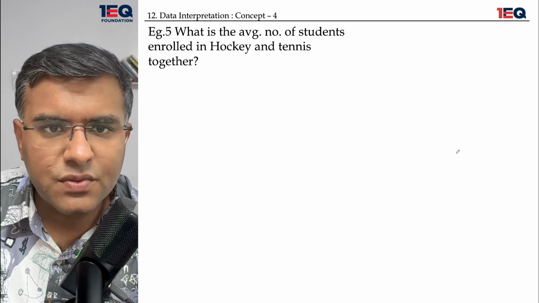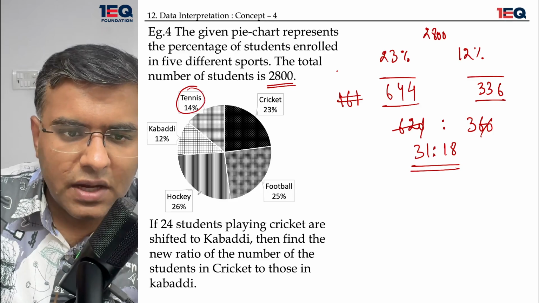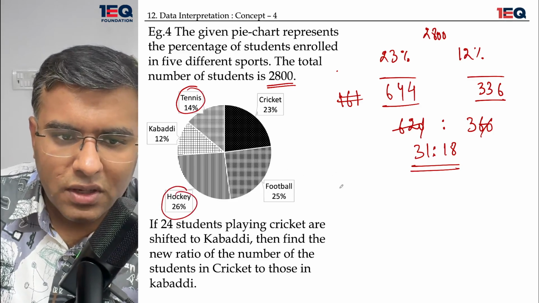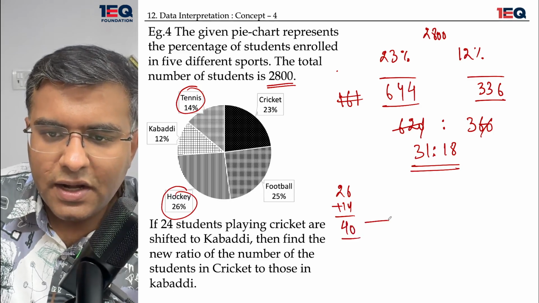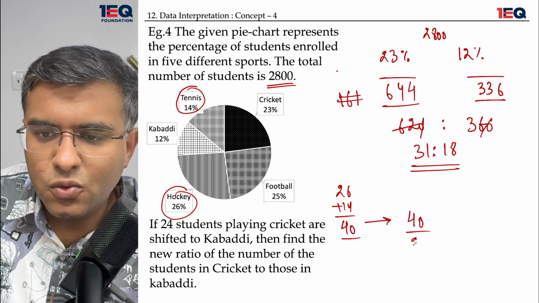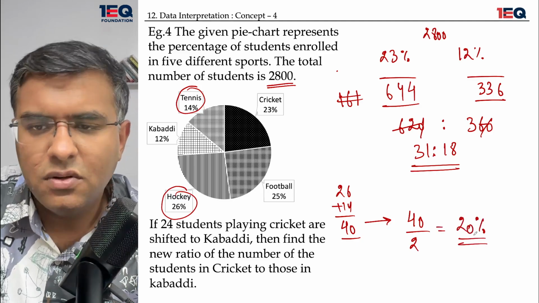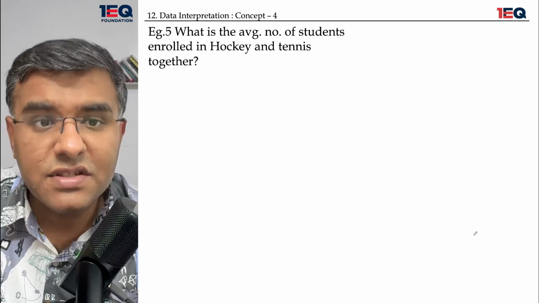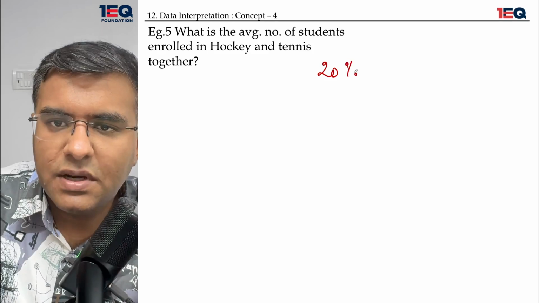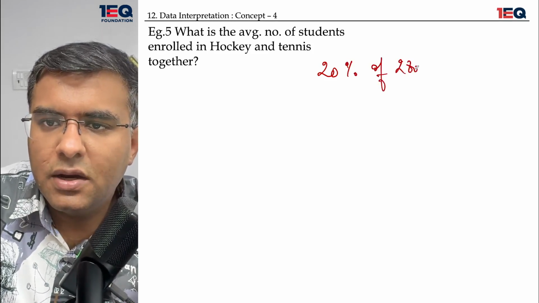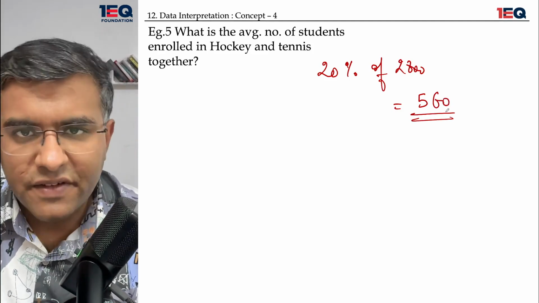What is the average number of students enrolled in hockey and tennis together? We're talking about tennis and hockey. The total here is 26 plus 14, which makes it 40. It's asking me about the average, and there are two sports involved. So 40 upon 2 gives me 20%. So the average is 20%. It's asking for the average number of students, not the average percentage. So it means 20% of 2800, which is nothing but 560.